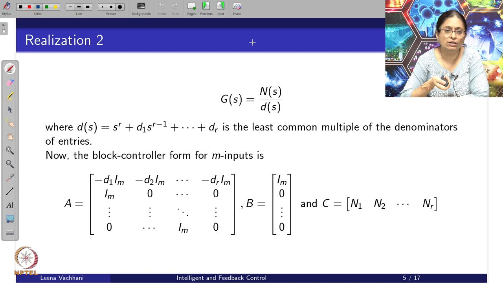And then the block controller form, for M inputs, can be written in this form, similar to our SISO case, which is minus D1, minus D2, minus DR, and all the other entries are in terms of the diagonal ones. Instead of ones, now I have IM, which is the M cross M identity matrix. Similarly, the input matrix B is in the form of IM, the M cross M identity matrix. And C is nothing but all the matrix coefficients here.